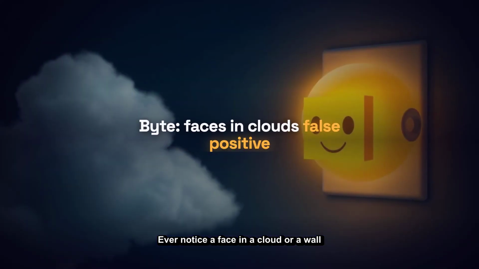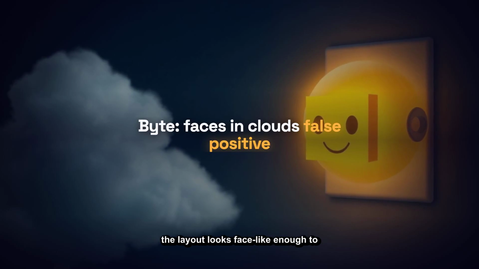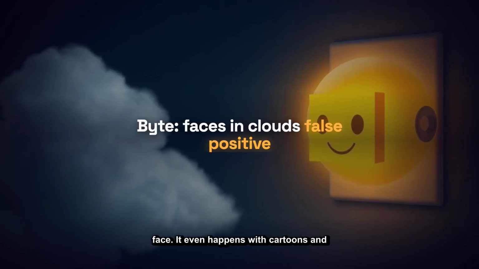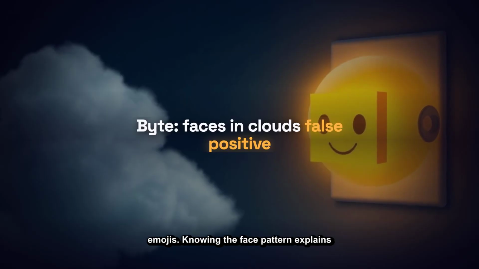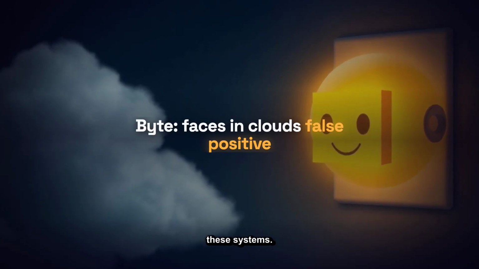Ever notice a face in a cloud or a wall socket? Byte calls that a false positive. The layout looks face-like enough to trigger the detector, but it isn't a real face. It even happens with cartoons and emojis. Knowing the face pattern explains both the power and the funny mistakes of these systems.